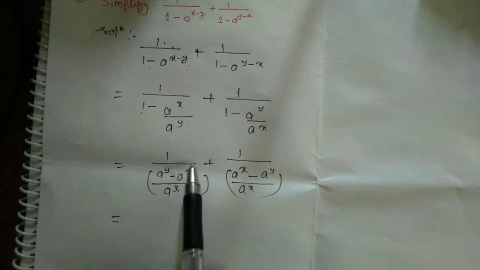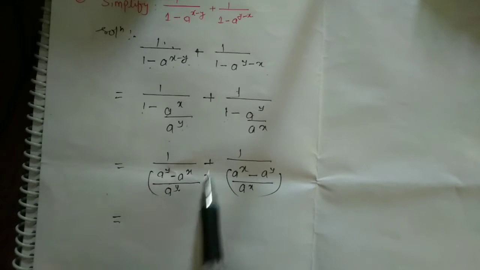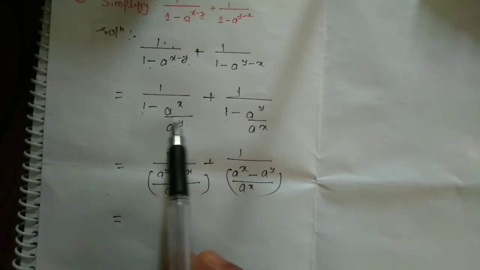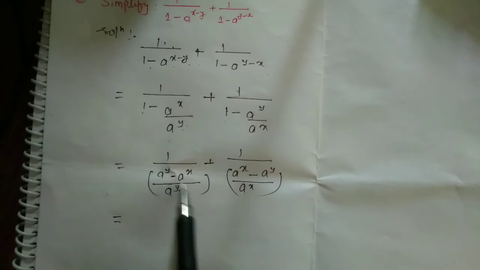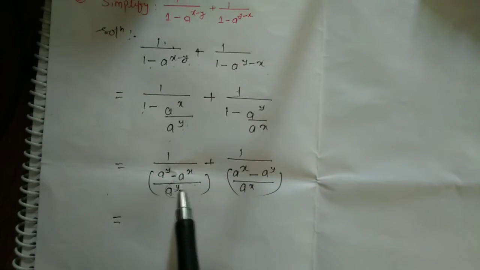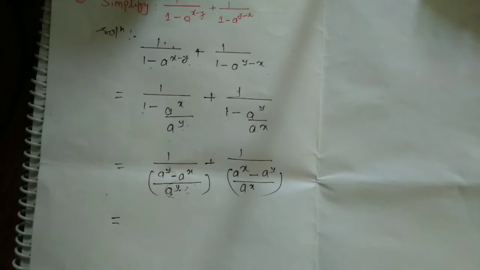Now this is equal to 1 upon, this total becomes the denominator of the total term, right? Now here you can see the first one, we have to take the LCM. A to the power y is the LCM. The denominator of 1 is 1, so the LCM here is a to the power y, and a to the power y divided by 1 is a to the power y.